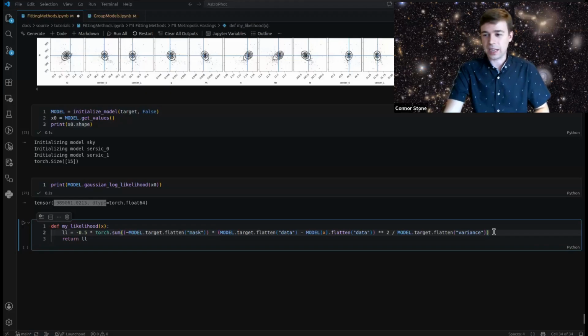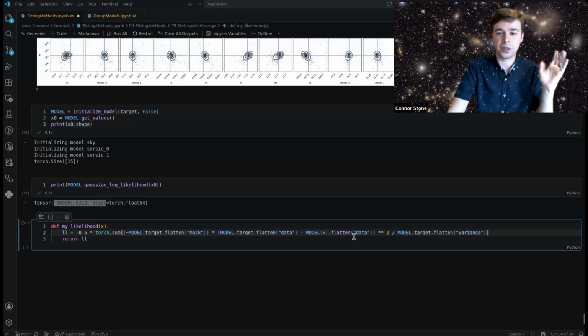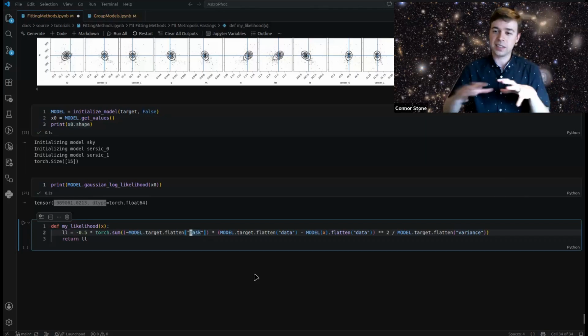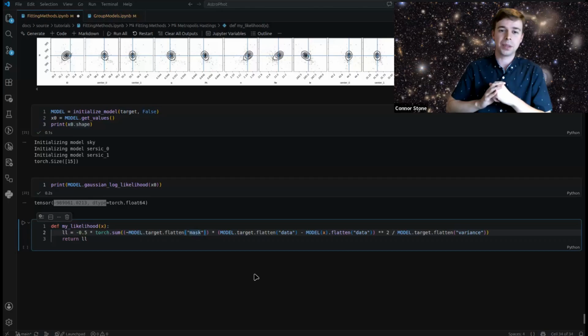And this will create the likelihood that's right in AstroPhot by default. This will recreate that exactly, but you can now go and modify it however you like. You've got the key pieces that you need, the data, the model, the variance, the mask, and they're all abstracted away for you so that you can just treat them as these separate things and go ahead and build your likelihood function however you like.